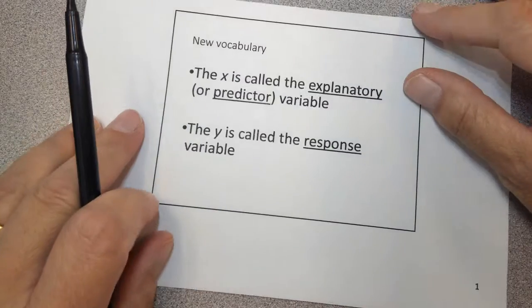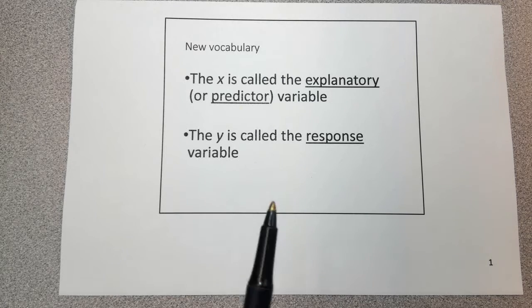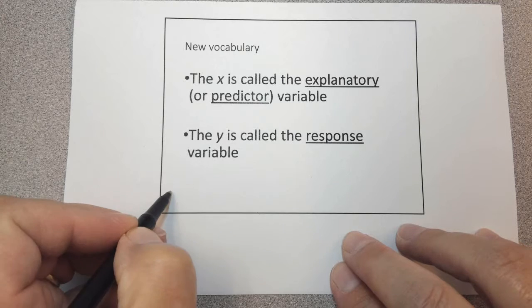So moving on to the next slide, we have some new vocabulary. This is absolutely different than what we learned in algebra. In algebra, we learned that the x is called the independent variable and y is called the dependent variable. We never, ever, ever, ever use those terms in this class. Let's make a note first of all.